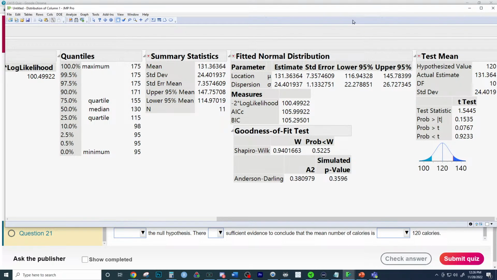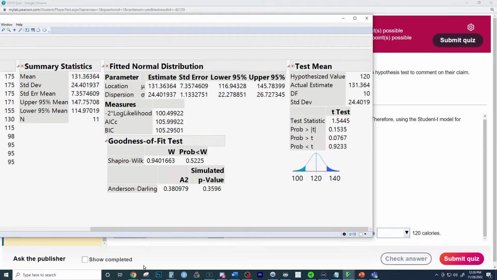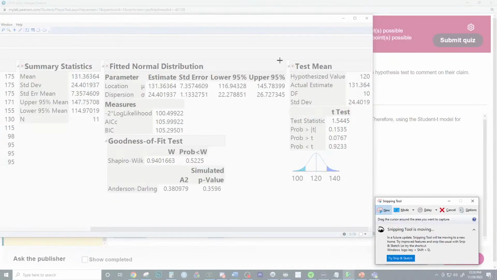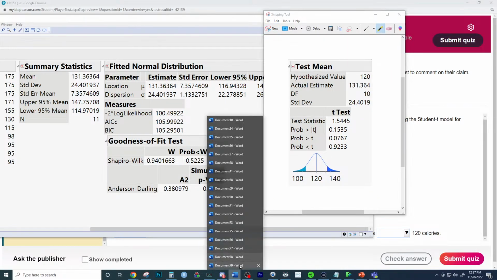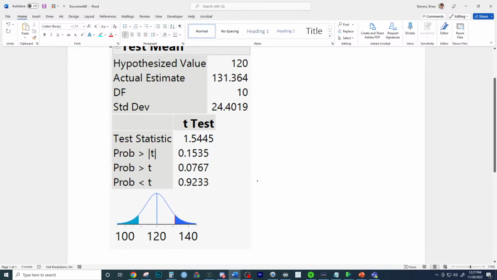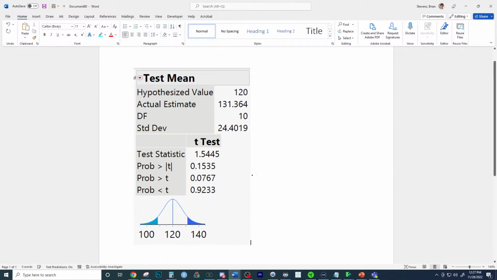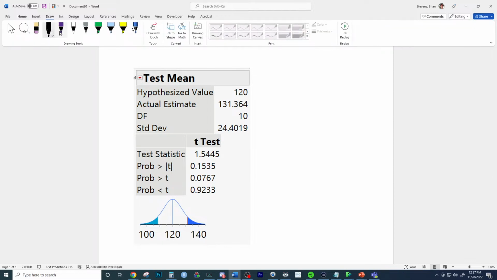And take a look at what you have. These are the results we're looking for right here. And now we need to know how to read this output. Let's go ahead right here and review what this output means and how it relates to everything we've been learning. The first thing you get right here is the mu naught value. So mu naught was our hypothesized value. The actual estimate, it's weird that it says actual, is y bar. The degrees of freedom are n minus 1, and the standard deviation is s.